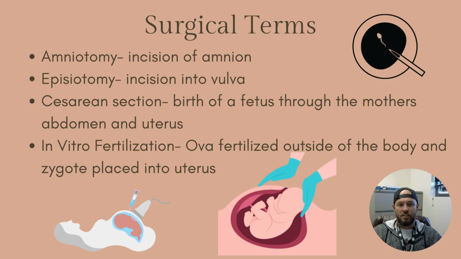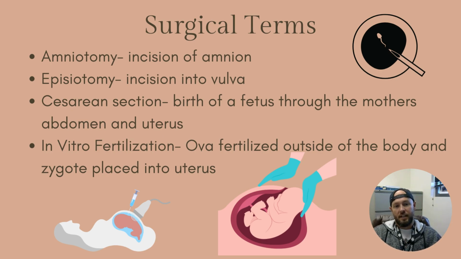Episiotomy is incision into the vulva. So the doctor will make a cut actually into the external genitalia, the vaginal opening, if they're worried about tearing, to prevent tearing during vaginal delivery, or to also facilitate vaginal delivery if they need more room.